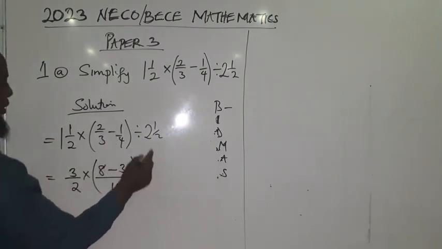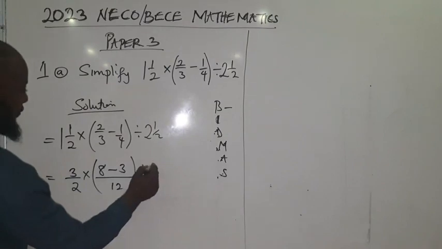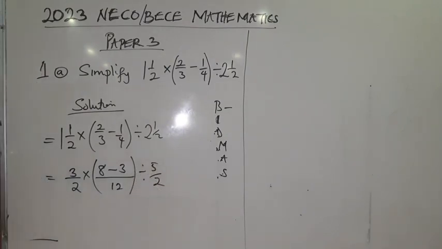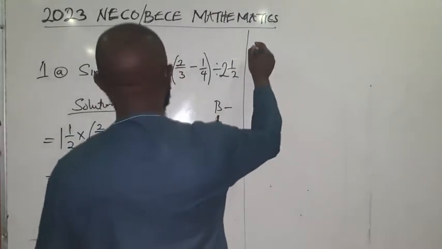Then divided by, we change this one to an improper fraction. 2 times 2 is 4, 4 plus 1 is 5, over 2. I hope I'm making sense. So let's move on to the next one.